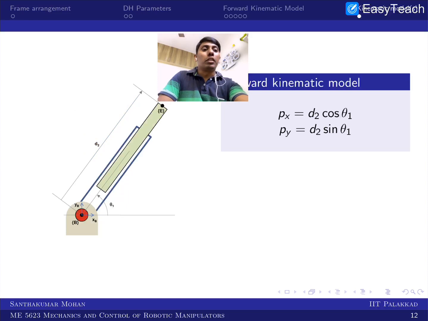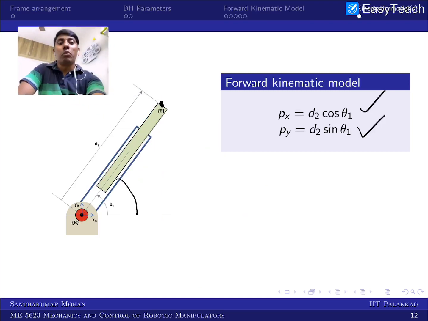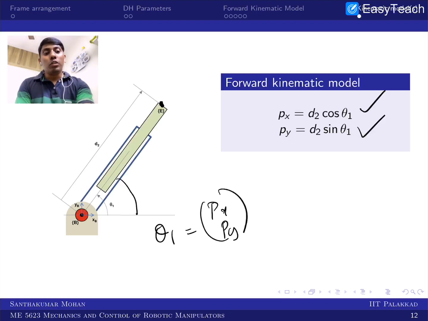Then you can extend that into a forward kinematic model. In this configuration, the end effector point is straightforward: it is D2 cos theta 1, and this is D2 sin theta 1. This is the forward kinematic model we obtained with the Denavit-Hartenberg method, or we can just substitute the trigonometric relations. Now with this, you want theta 1 with known px and py. So what you will do is take the tan inverse of this, and you will get theta.